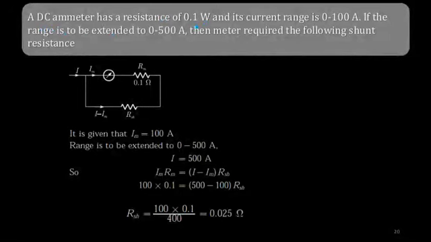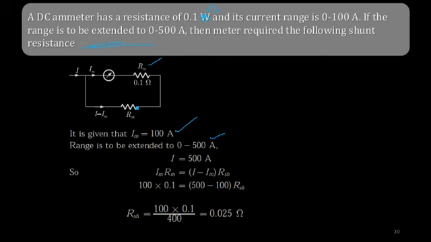A DC ammeter has a resistance of 0.1 ohms and its current range is 0 to 100 amperes. If the range is to be extended to 0 to 500 ampere, then the meter requires the following shunt resistance. So you are asked to find out the value of shunt resistance RSH. Rm is given as 0.1 ohms and Im is given as 100 amperes. Suppose the meter is currently reading 100 amperes and you are asked to find the shunt resistance if the meter range is to be extended to 500 amperes. That is a conceptual question. If the range is extended to 500 amperes, what will be the shunt resistance?